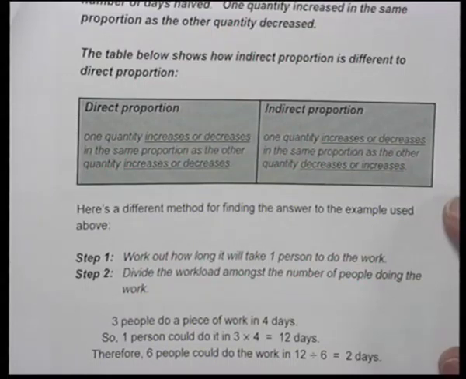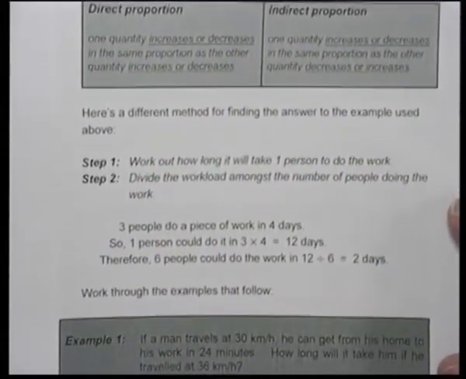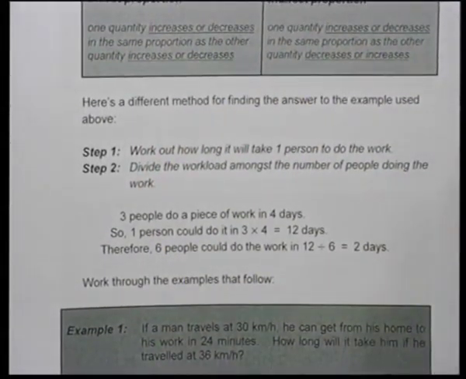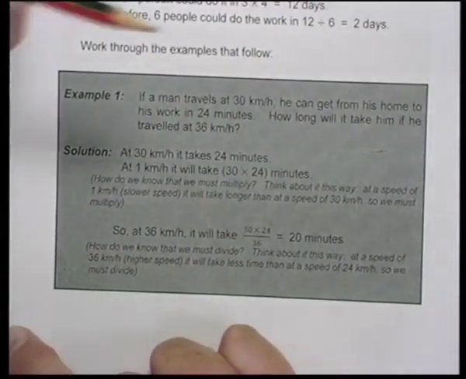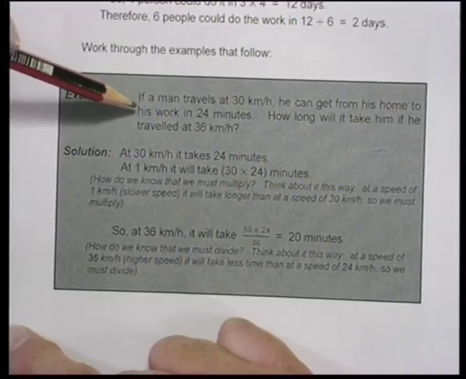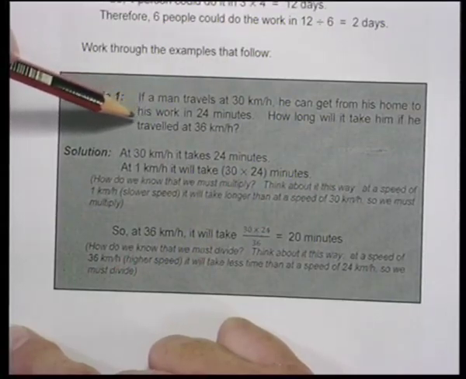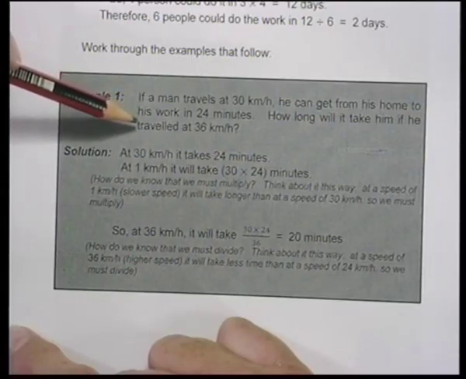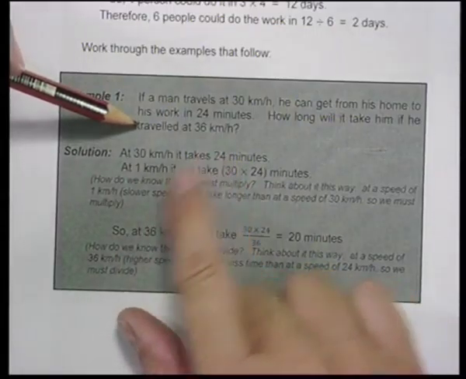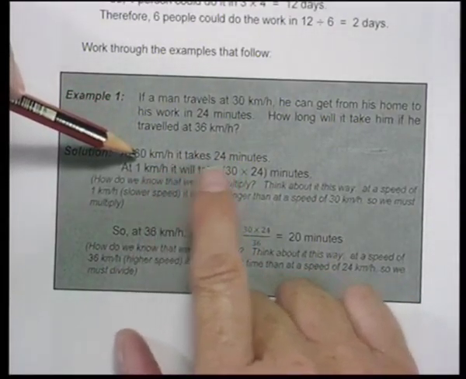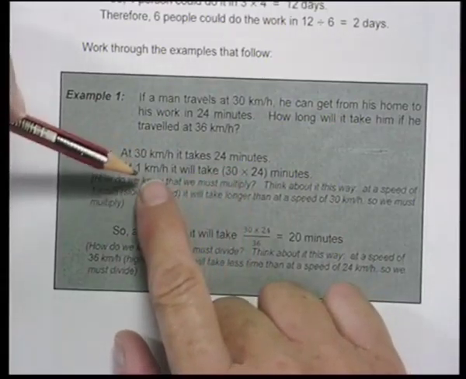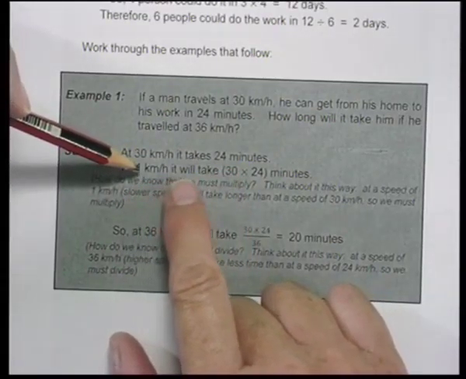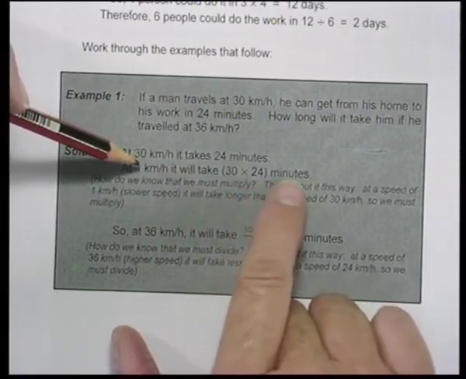Here's a different method for finding the answer to the example used above. Right, so let's go through this example. If a man travels at 30 kilometers per hour, he can get from his home to his work in 24 minutes. How long will it take him if he traveled at 36 kilometers per hour? So he travels faster now. At 30 kilometers per hour, it takes 24 minutes. So what is 1 kilometer? It will take 30 times 24.